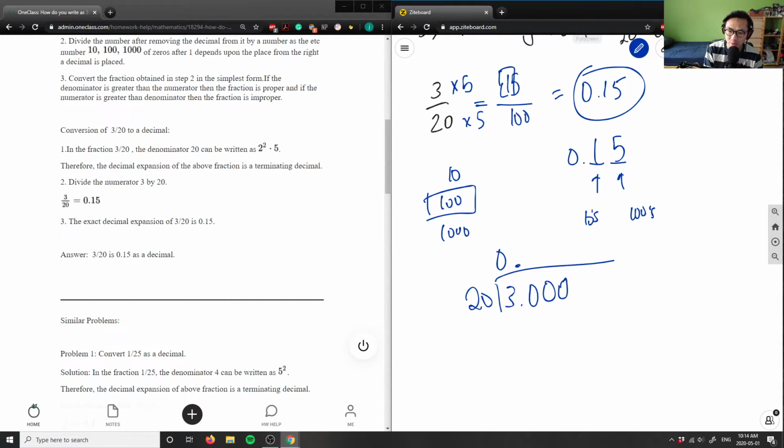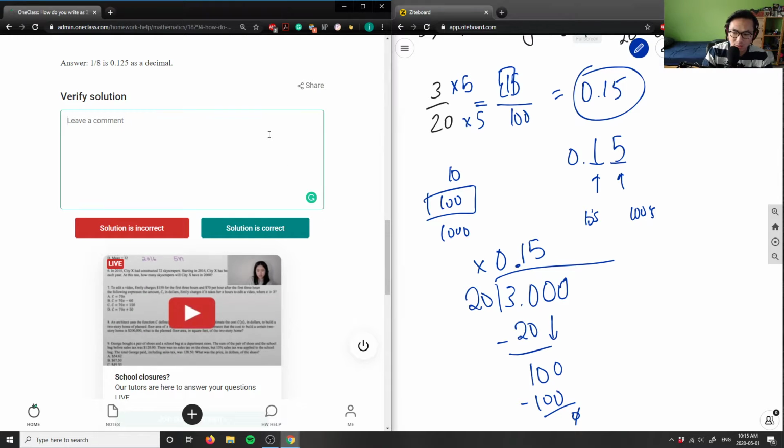20 goes into 30 one time. 30 minus 20 is 10. Bring down the 0. 20 times what equals 100? 20 times 5 equals 100, and this would be a remainder of 0. So we get 0.15, which is the exact same thing as what we got using the equivalent fractions. So this solution here is correct. It's a great analysis as well.